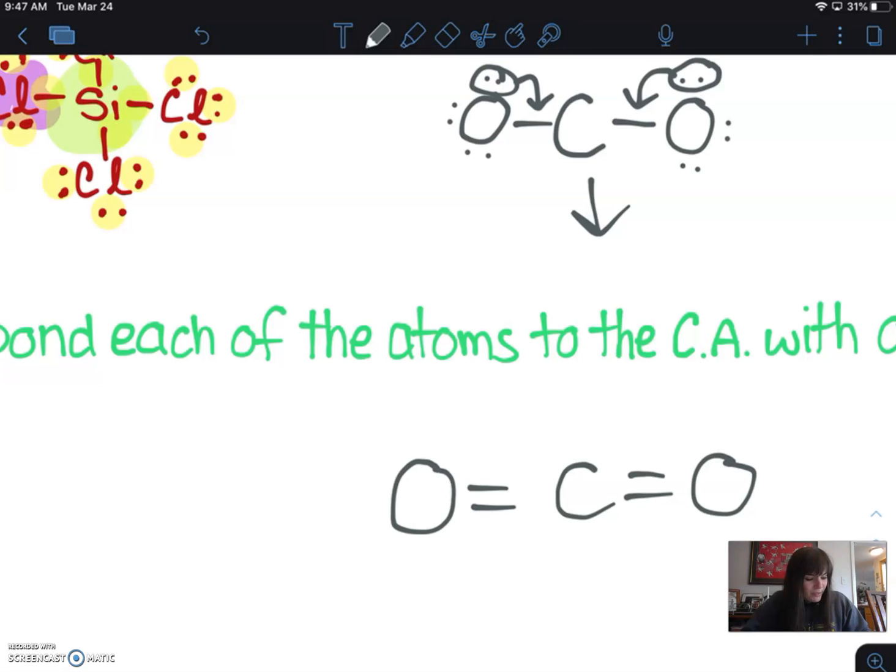And then I'm just going to give the extra electrons to the oxygens and see if that helps. So we've got 8 total electrons. Let's do 10, 12, 14, and 16. Boom, satisfied all the rules.